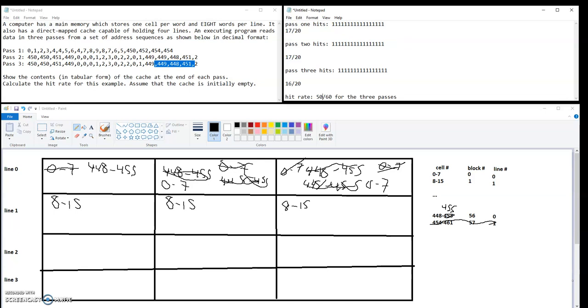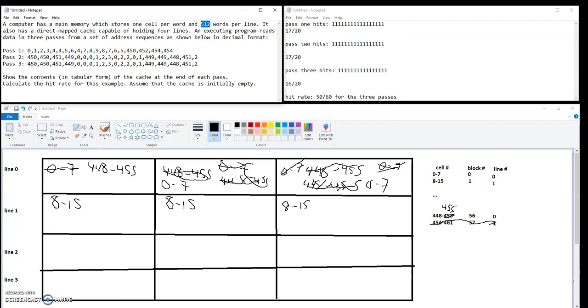Quite a bit higher than the previous example, which is what I expect, because there's a lot of spatial locality here, and 8 words per line brings in almost everybody. Let's try an example here. What about if it said 512 words per line? What would the hit rate be? Think about it for a second.